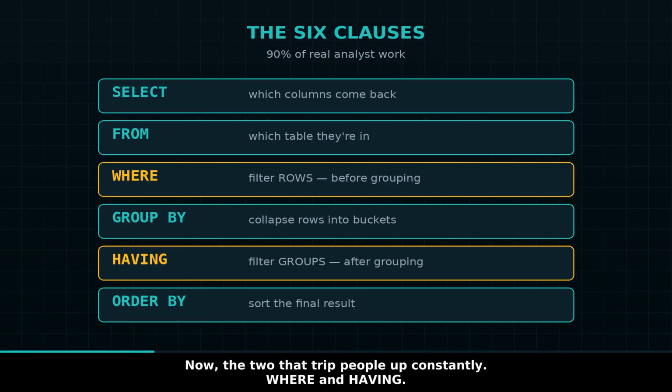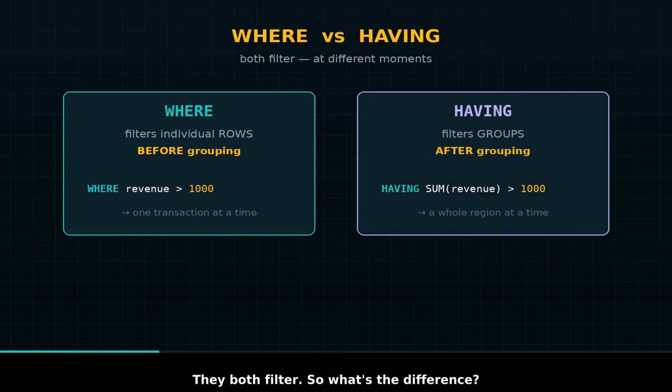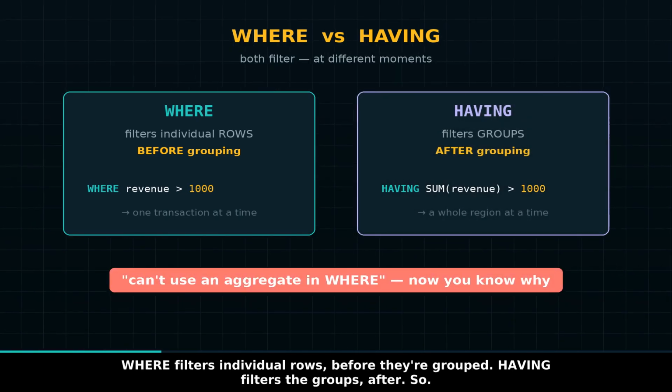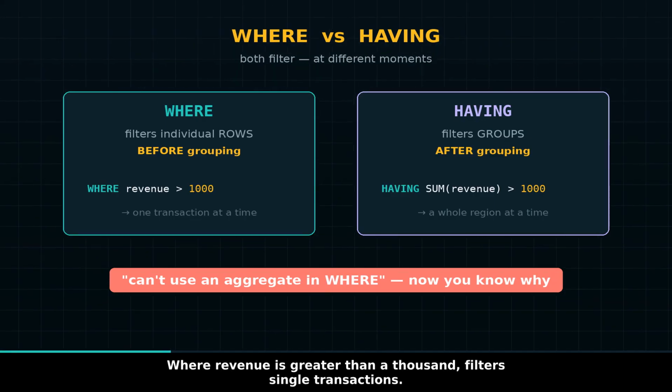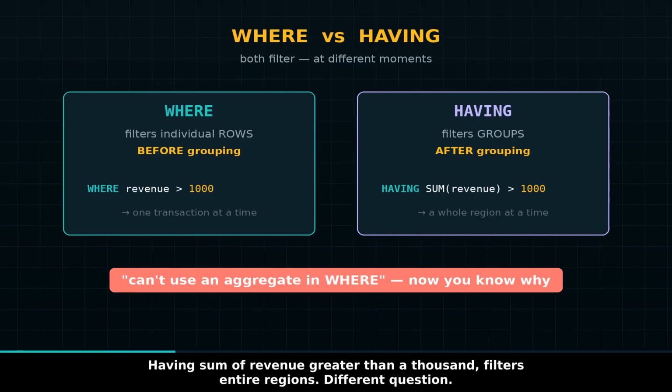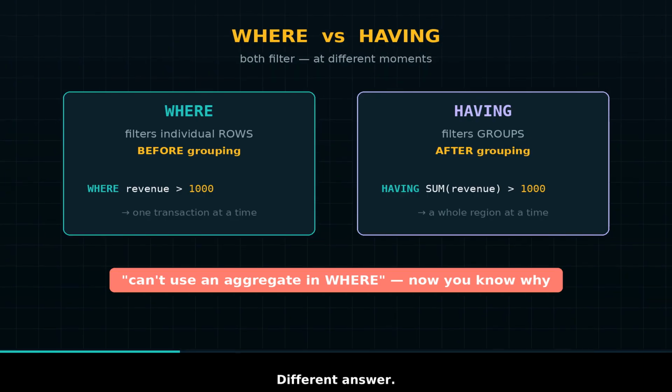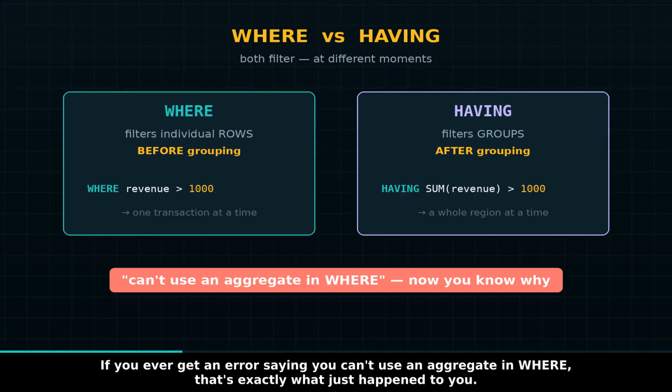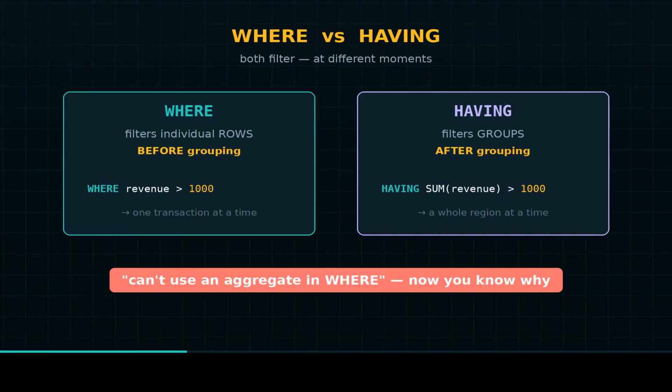Now, the 2 that trip people up constantly, where and having, they both filter. So what's the difference? Where filters individual rows before they're grouped. Having filters the groups after. So where revenue is greater than 1,000 filters single transactions. Having sum of revenue greater than 1,000 filters entire regions. Different question, different answer. If you ever get an error saying you can't use an aggregate in where, that's exactly what just happened to you.